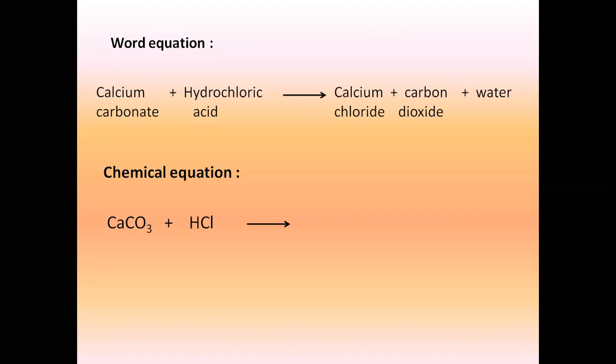The formula of calcium chloride is CaCl2. Carbon dioxide is CO2. Water is H2O. Very good, Uttekar. CaCl2 plus CO2 plus H2O.